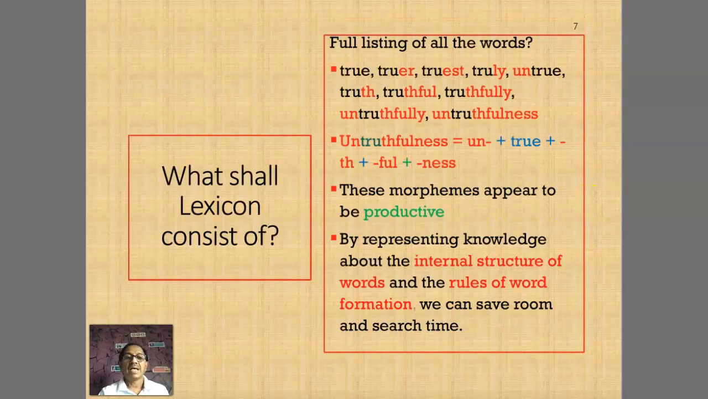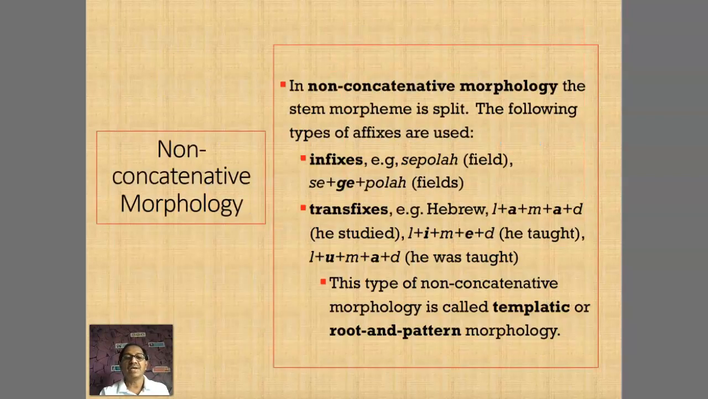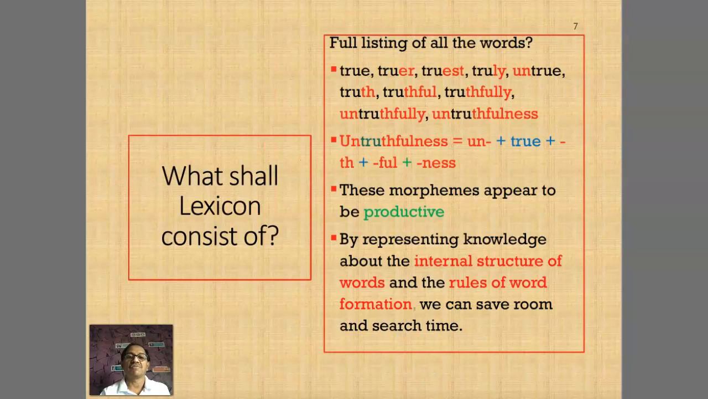Okay. What shall the lexicon consist of? If morphology is this way, then what shall the lexicon consist of? The lexicon consists of all the words. That means, do we list all the words in the lexicon? If you are trying to list all the words in English in the lexicon, a word like true or truer, truest, truly, untrue, truth, truthful, truthfully, untruthfully, untruthfulness, all these words have to be listed. They have to be mentioned in the dictionary, or in the lexicon.